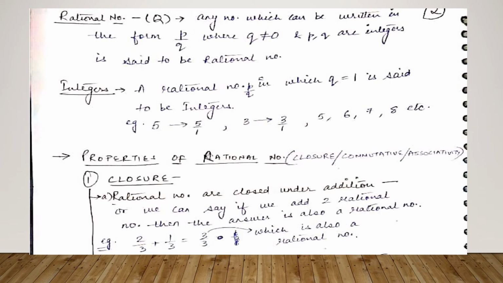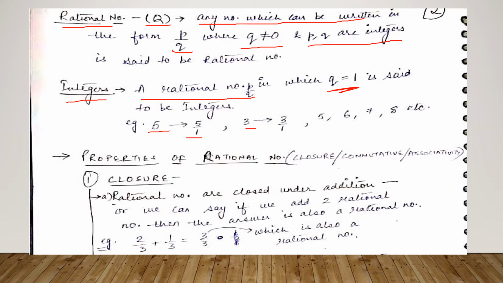Now finally, again the definition part. This we have done already, so you can just write the definition. Any number which can be written in the form p upon q, where q is not equal to 0 and p and q are integers. What are integers? These are rational numbers, p upon q only, but here q is always 1. So you can say 5 is an integer, it can be written as 5 upon 1. 3 is an integer, 3 upon 1 is the same thing. 5, 6, 7, they all are integers.